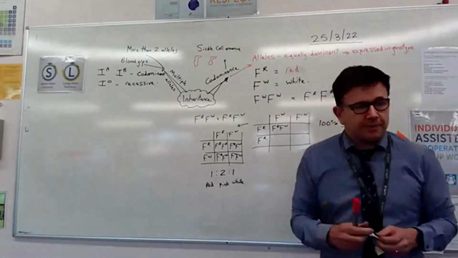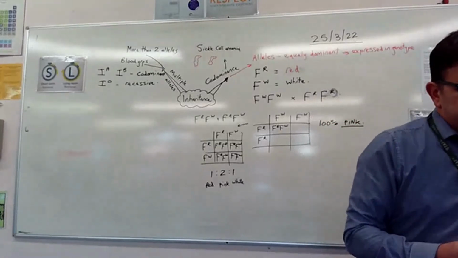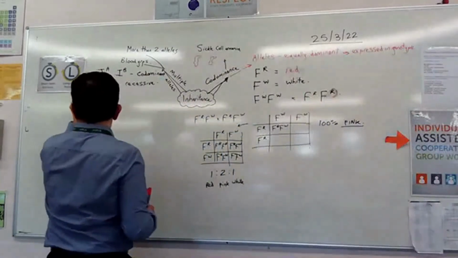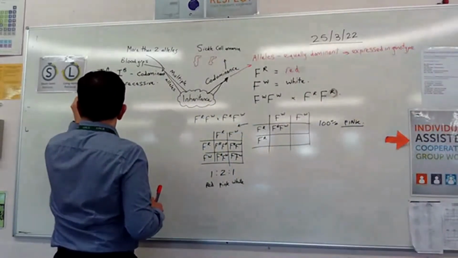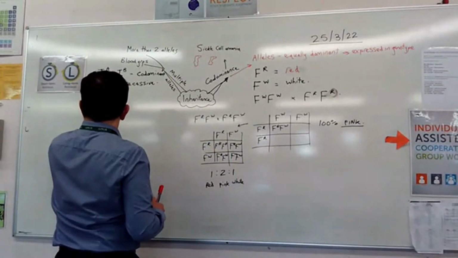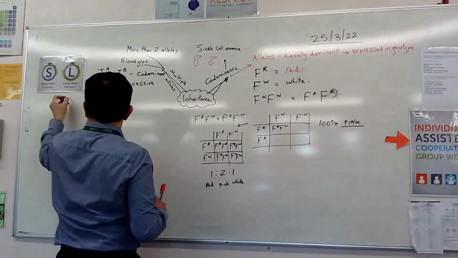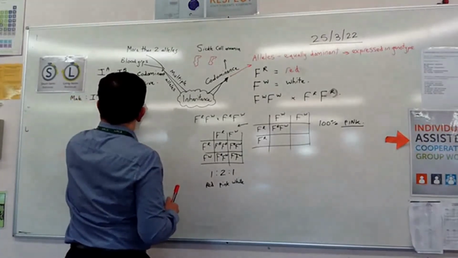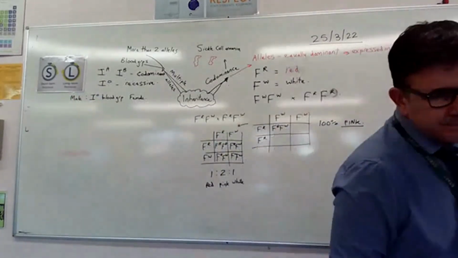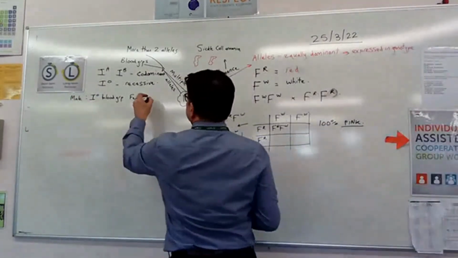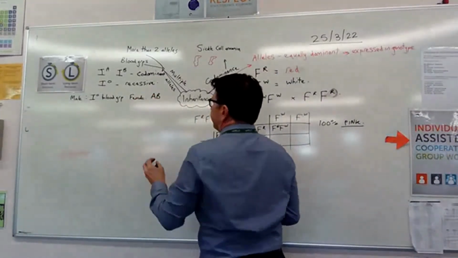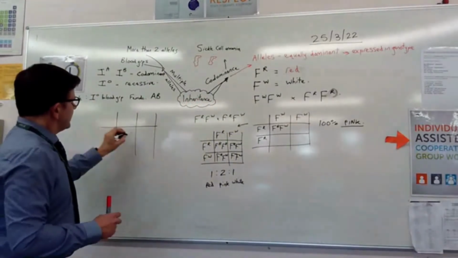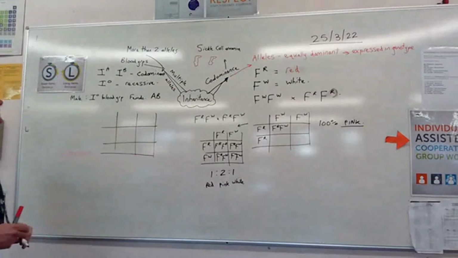Right, let's do an example. I'm going to tell you a parent's genotype and I'd like you to tell me the phenotypes, please. Parent A is IO, blood group O, for the male. For the female, they are AB. So I'd like you to cross those, please, in a Punnett square. Thank you. You go.